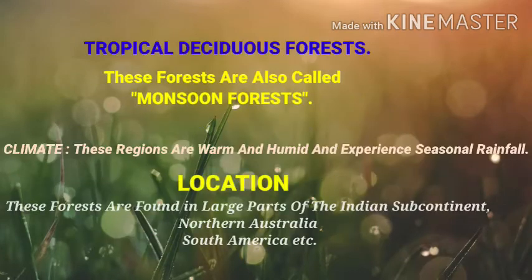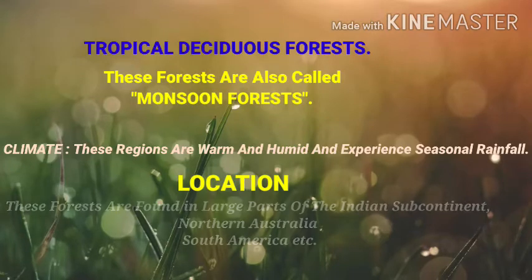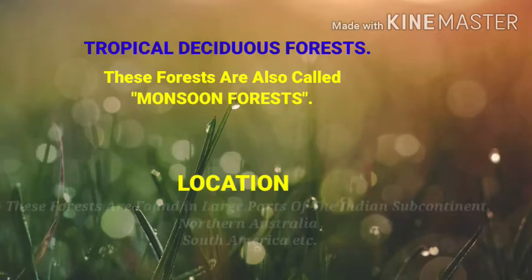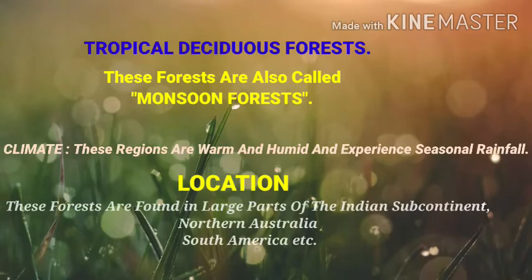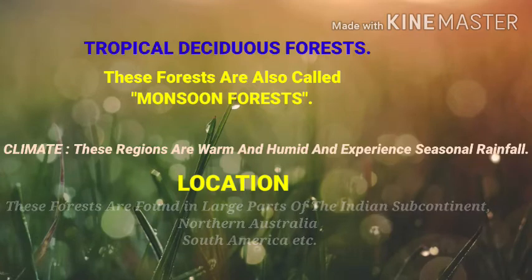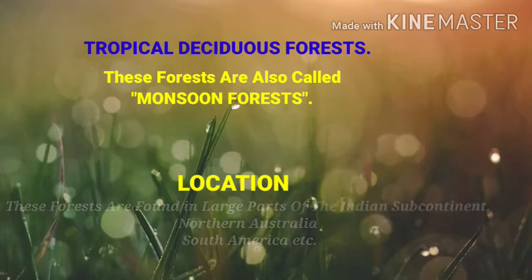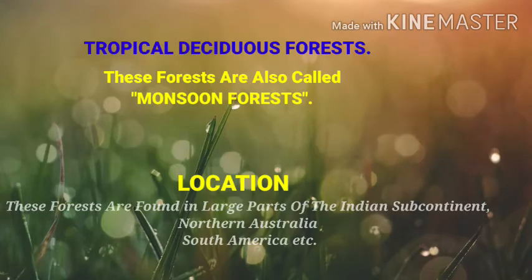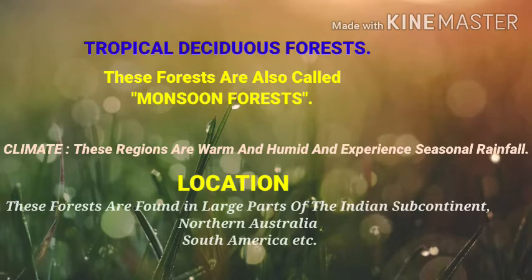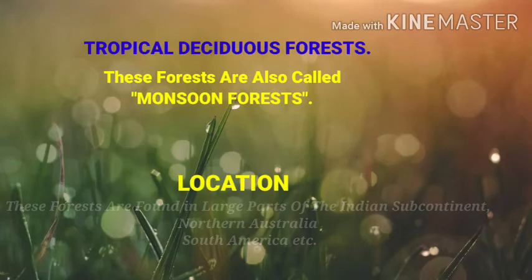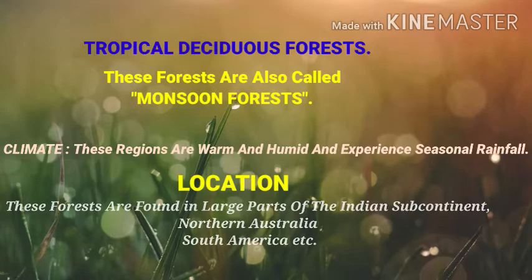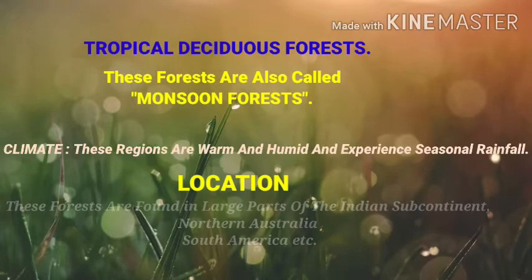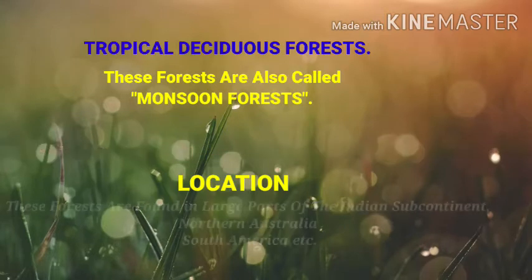The second type of forests that we are going to study are the tropical deciduous forests, also known as the monsoon forests, because they experience a warm and humid climate with seasonal rainfall. These forests are generally found in South and Southeast Asia, mainly in the Indian subcontinent. They are also found in some parts of southeastern USA, Chile in South America, East Africa, and northeastern Australia.